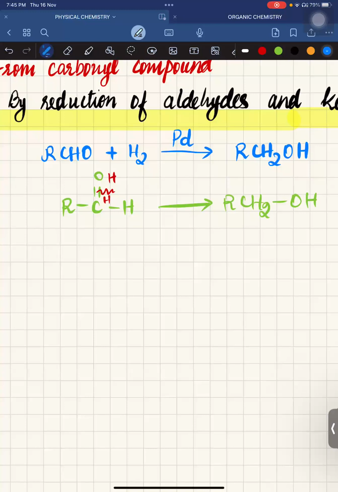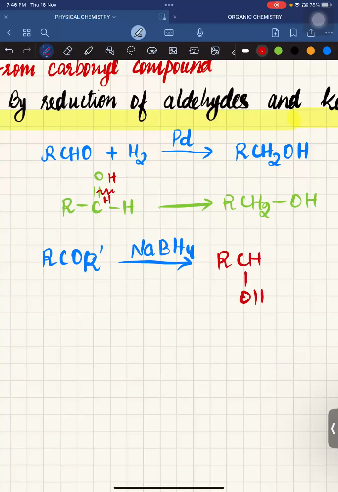Now, if you have a ketone like RCOR', and you are going to use sodium borohydride, NaBH4, which is a reducing agent, it will be converted into RCHOHR'.